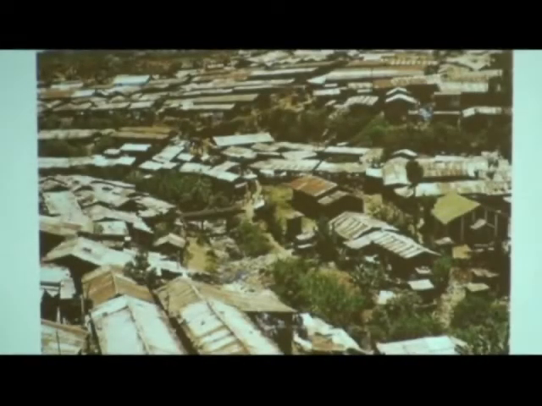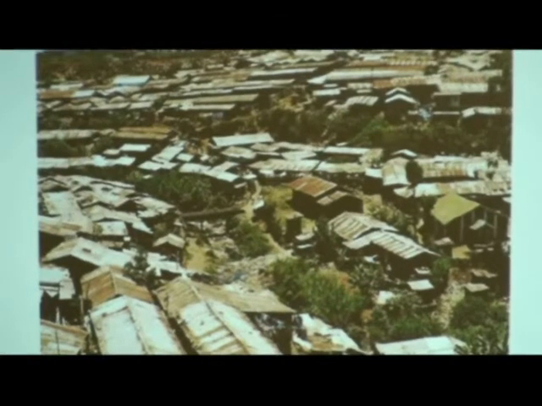This is a picture of Kibera, Kenya. It's the third largest slum in the world. At one point, they estimated that it had 1 million people in it, but if you looked on any of the maps, including Google Maps, there was nothing there.